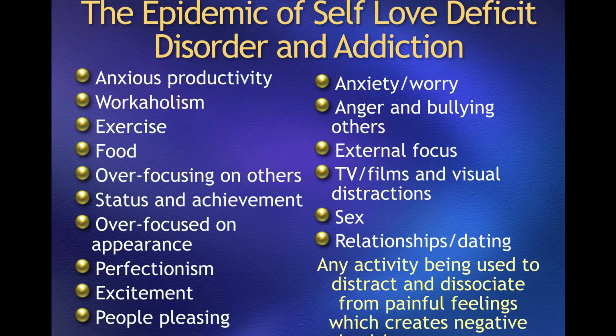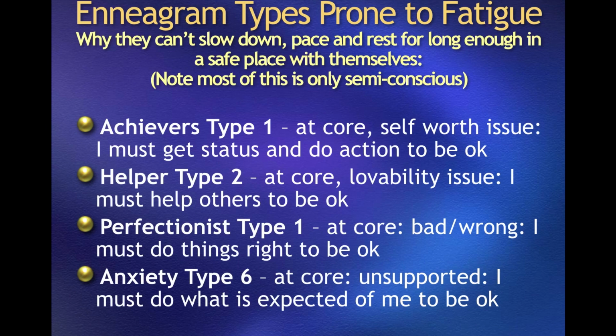So any activity can be used to distract and disassociate from painful feelings, which creates negative health consequences. And we know at the Optimum Health Clinic, we looked at achievers, helpers, perfectionists and anxiety types. This is the Enneagram system of 9 personality types, where it actually looks at why people do what they do, not just their behaviour. And we found it all correlated with the science data. So, chronic fatigue people, they're called action proneness, or their anxiety proneness.